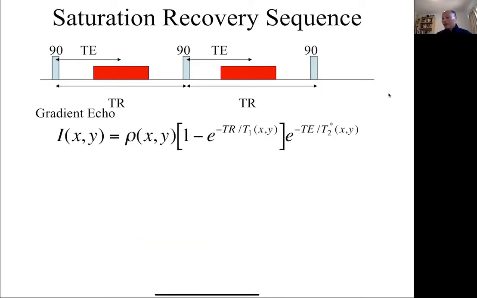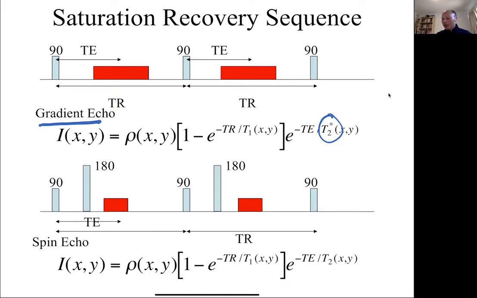Okay, so we talked about the saturation recovery sequence, which will be the main sequence we talk about when we're discussing image contrast. We said we could either have a gradient echo sequence, where there was dependence on T2 star, or a spin echo sequence, where we have dependence on T2. The only difference in the pulse sequences here is that in a spin echo pulse sequence, we have this 180-degree refocusing pulse.